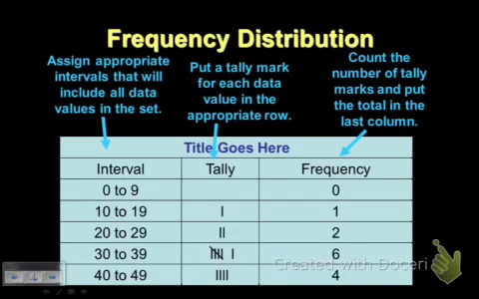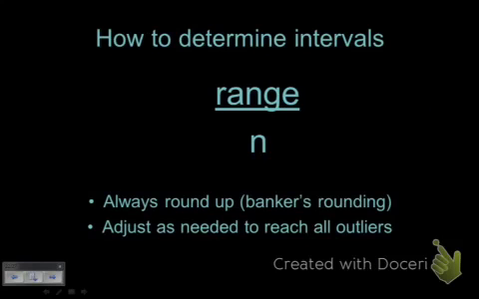Just want to get it out of the way here. How do I determine those intervals? A good way to determine the intervals is to take the range divided by n. And that tells you kind of how big those intervals should be. So the last one was like 9, 10. Took the range divided by n if I had actual numbers there. Okay? And then you adjust as needed, basically so all your outliers can be in there. Because we don't want to be missing some numbers. Okay?